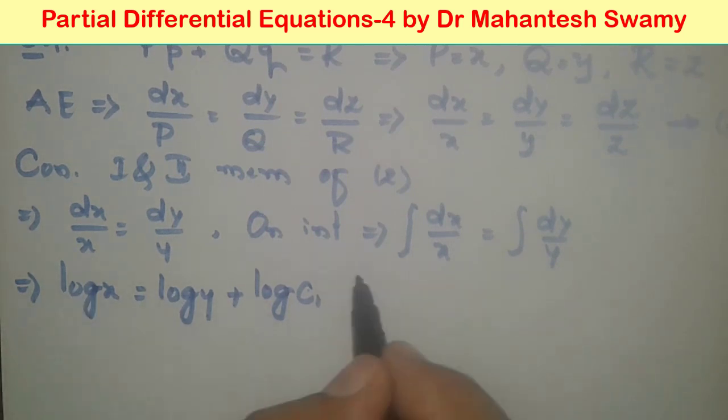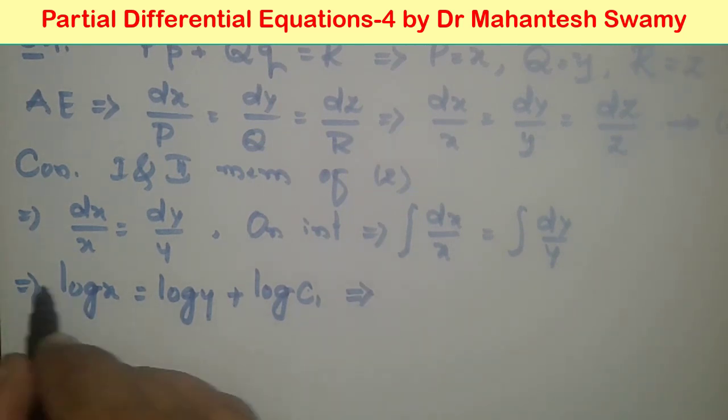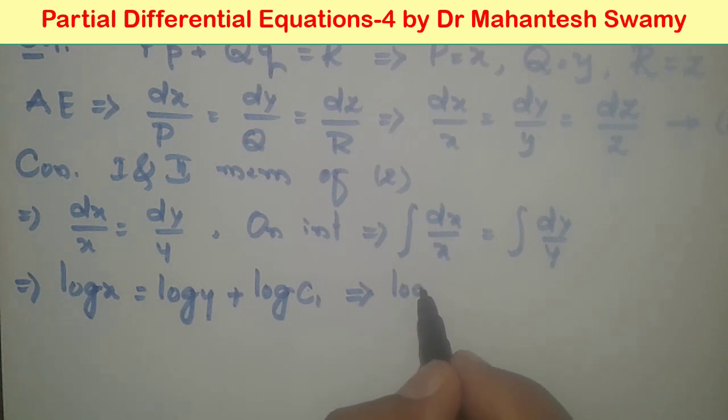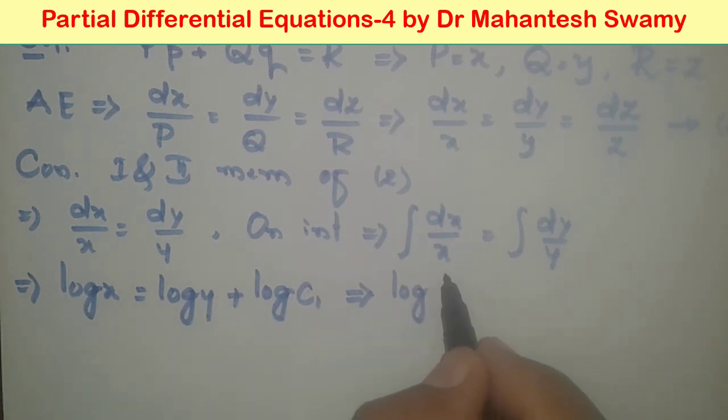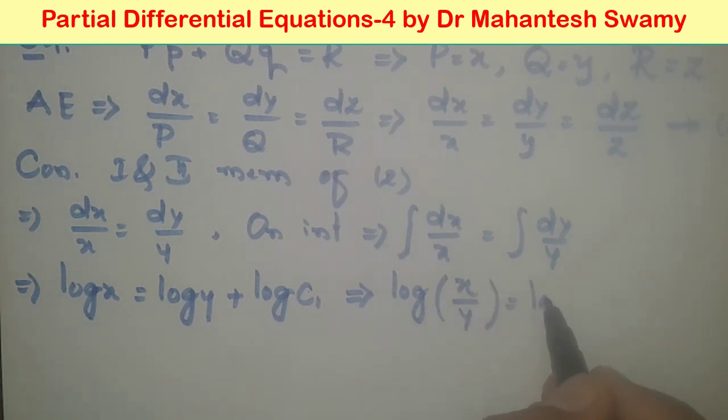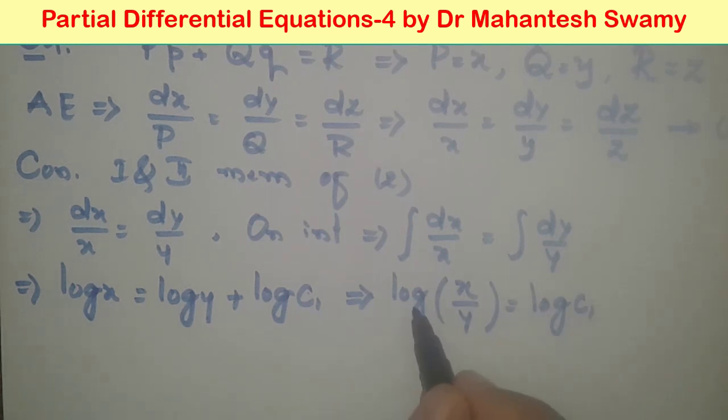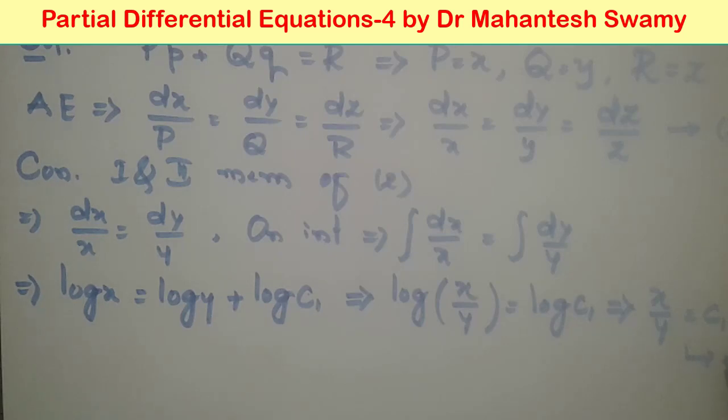Now in the next step, take this log to the other side. It will become log of x minus log of y, which can be written as log of x by y equals log of c1. So log on both sides may be cancelled, and simply we can have x by y equals c1 as the first solution of the auxiliary equations, and let us take it as equation 3.